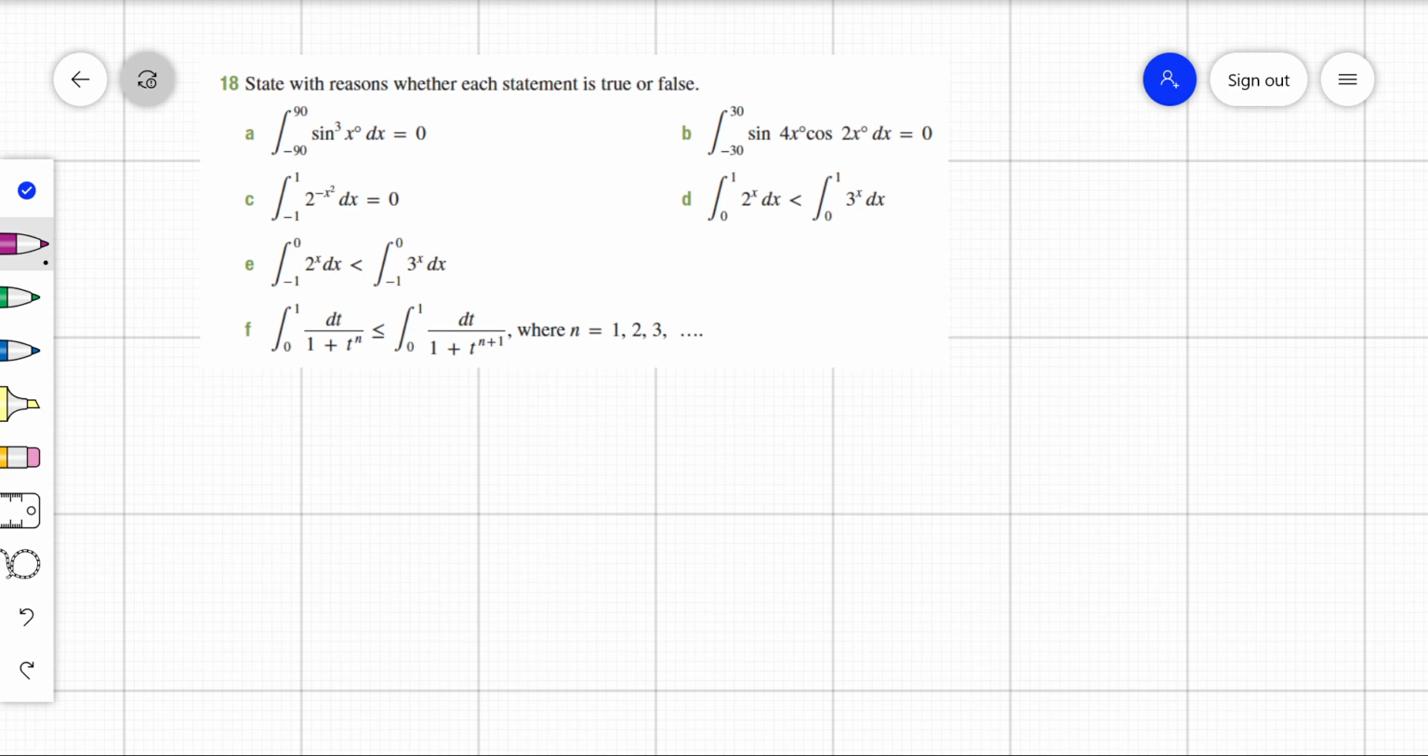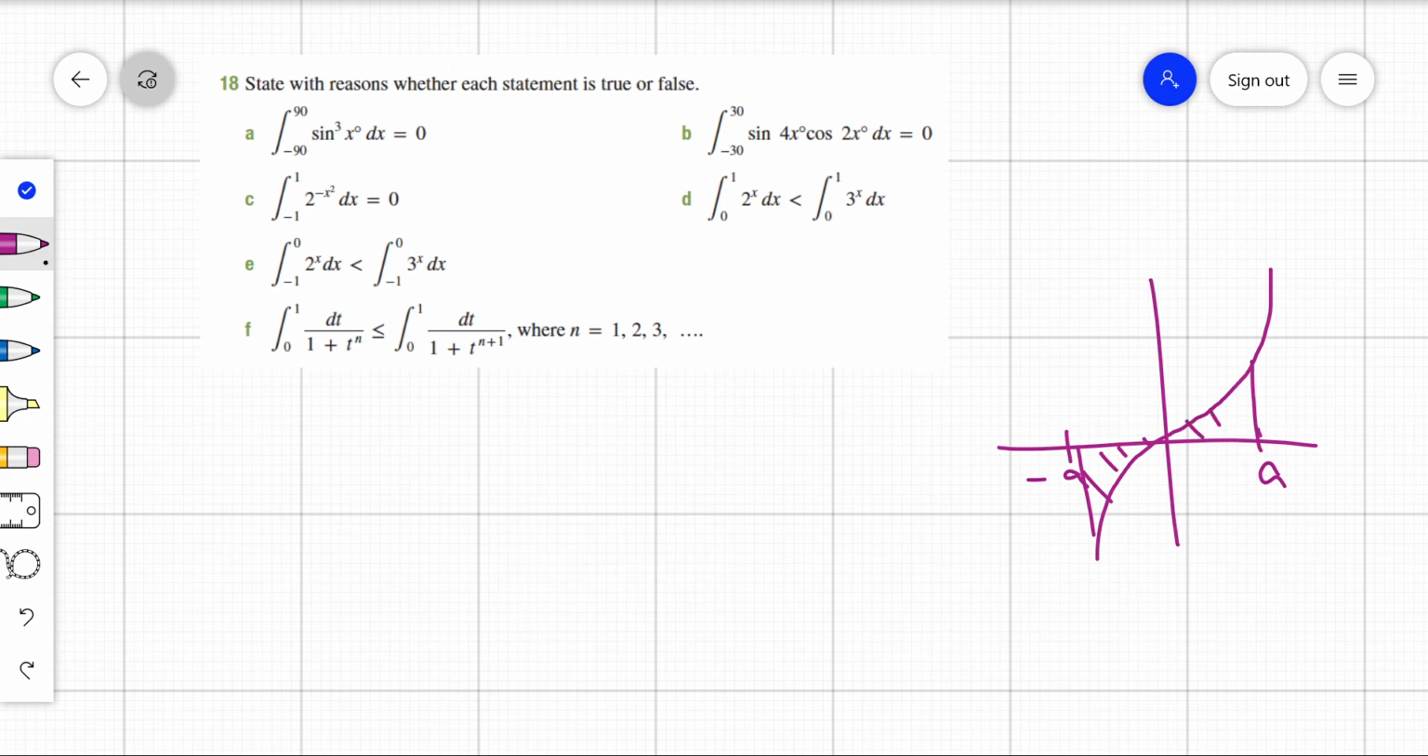All right, we're looking at whether these are true or false. So one nice thing to think of is whether you have an even or odd function. For example, here's an odd function between minus a and a. So this area will be negative, but exactly the same as this one. So the integral actually equals 0.